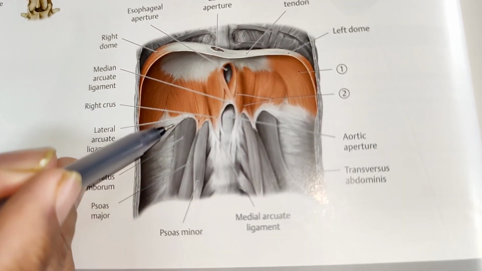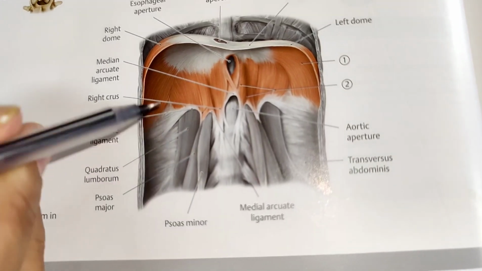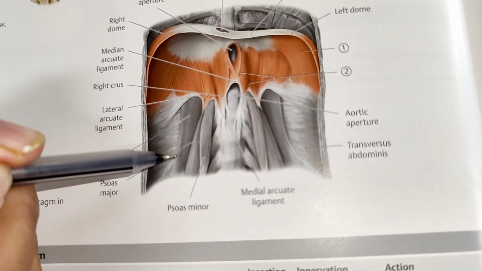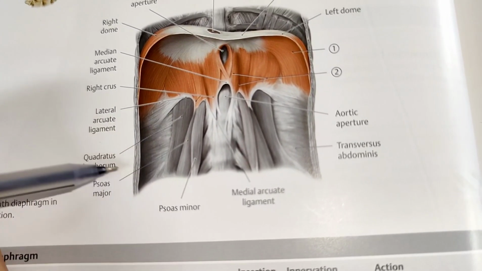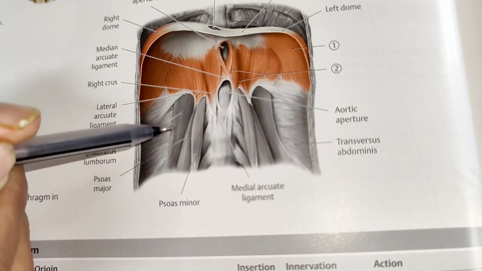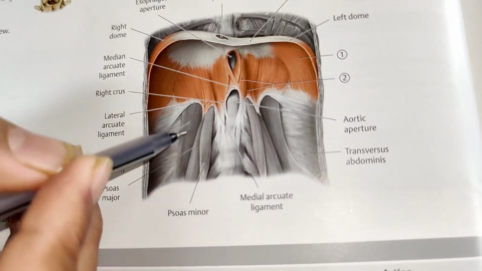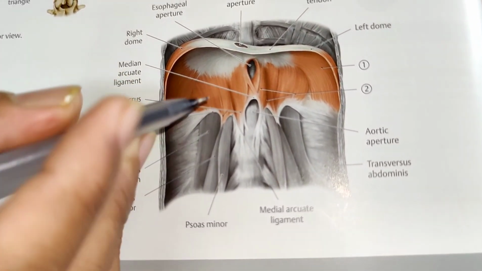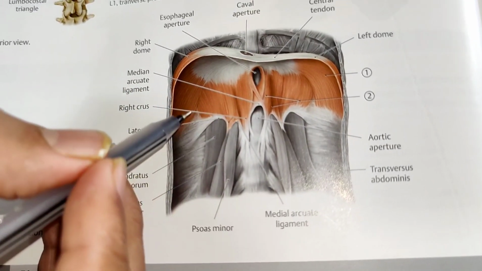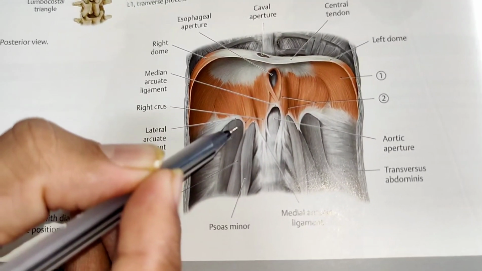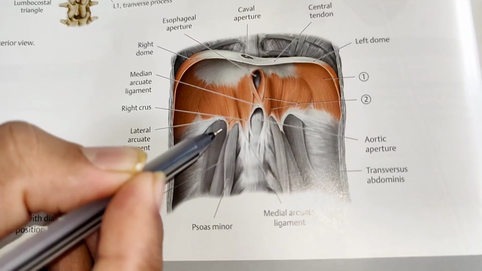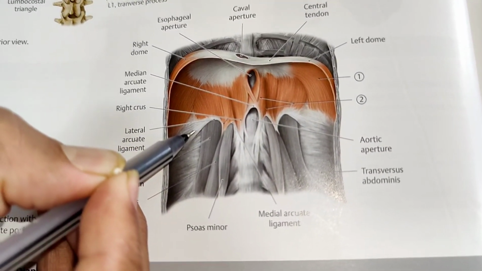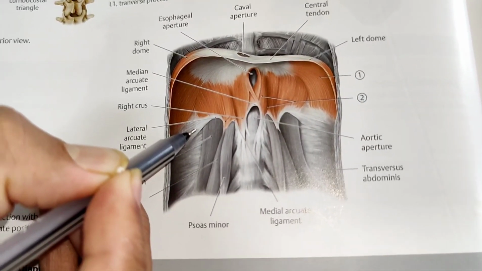Now this is the lateral arcuate ligament and this is the quadratus lumborum muscle. There is a fascia covering the quadratus lumborum, that is the anterior layer of thoracolumbar fascia. This is a thickening in the anterior layer of thoracolumbar fascia, and it is attached medially to the tip of the transverse process of the first lumbar vertebra, and laterally to the lower border of the 12th rib. So it is easy.